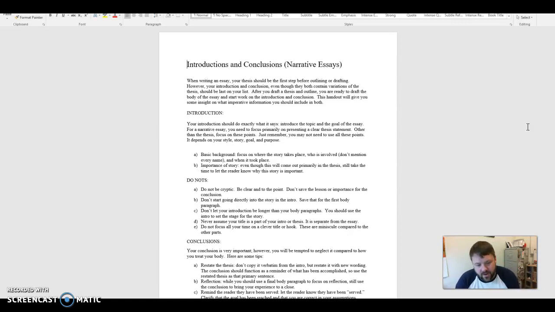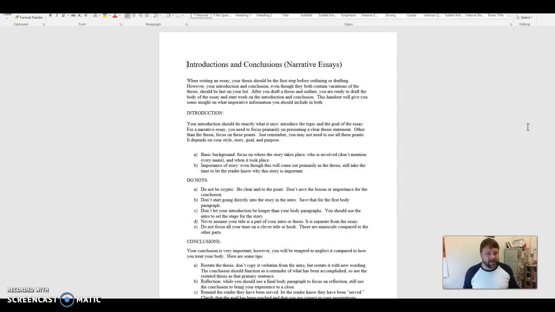So notice, first off, for the do nots in your introduction for the narrative, do not be cryptic, okay? Be explicit. Tell us exactly what your story is and tell us exactly what the lesson is, okay? Do not beat around the bush. Do not say, "That night changed my life forever." Okay, what night and how did it change your life? This is not a creative writing piece. If this was creative writing, then yeah, that cryptic, mysterious point in the beginning is good because it hooks your reader and we want to find out more.